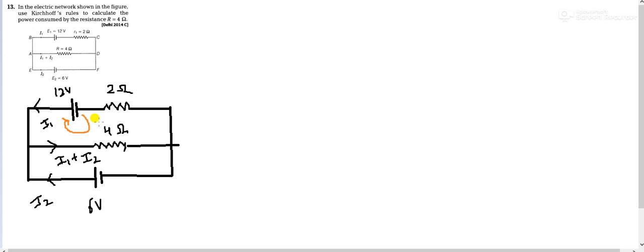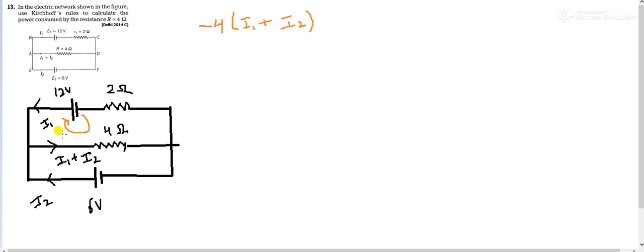Now if I am taking clockwise direction, when I am going in this direction, the resistance is 4 ohm and the current is I1 plus I2 in the 4 ohm. So I am going like this and the current is coming like this, so I am going in the opposite direction to the flow of current. So I would be taking a negative sign for that, that is the sign convention: minus 4 (I1 plus I2).